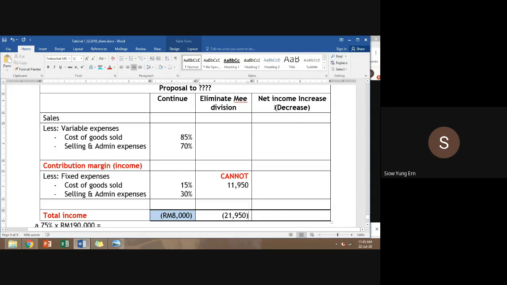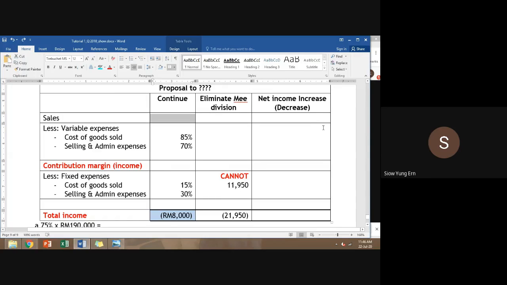Okay, next let's look at your net income increase or decrease. First one, sales. Correct, negative 260,000. Because here is 260,000, then when you eliminate it becomes 0. So sales decrease, net income decrease. Same direction. So negative.